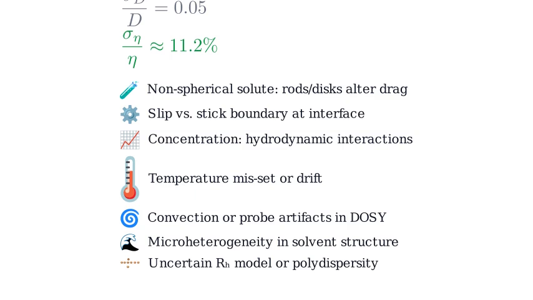5. Convection or probe artifacts in diffusion measurements. 6. Microheterogeneity of the solvent, for example hydrogen bonding networks, creating location-dependent viscosity. 7. Model error in our r_h estimation. These are common, and the statistics we computed help flag whether deviations are random or systematic.